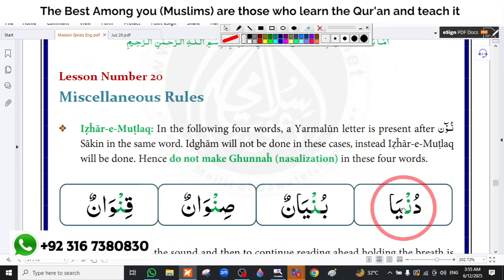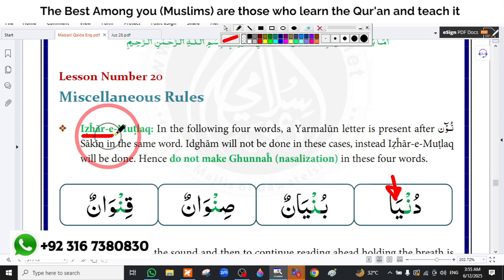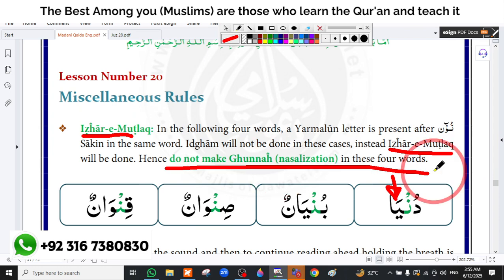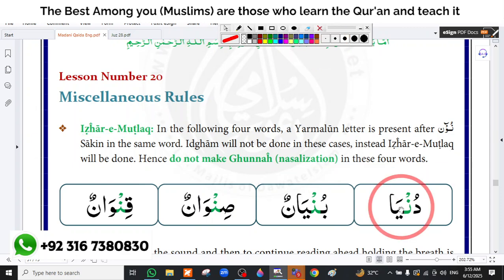Can you read this one, please? So technically we would have to do ghunna, right? Logically, we see noon sakin, then there is a ya from yamloon. But now this is izhar mutlaq. Why? Because this ya appears in the same word after a noon sakin. So that is why we will not do idgham, but we will do izhar mutlaq. Hence do not make ghunna in these four words. It's the same rule. So how do we say these four? Can you read, please?